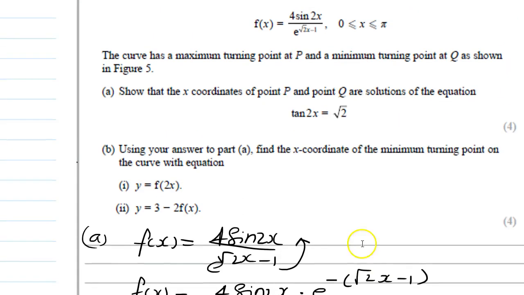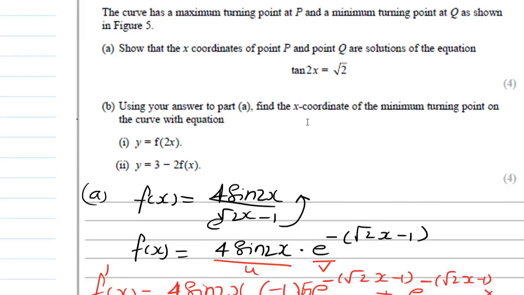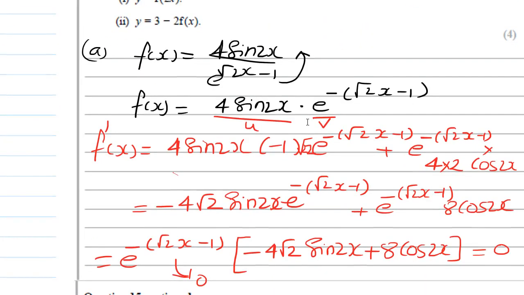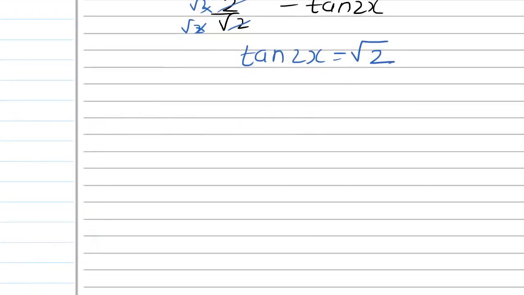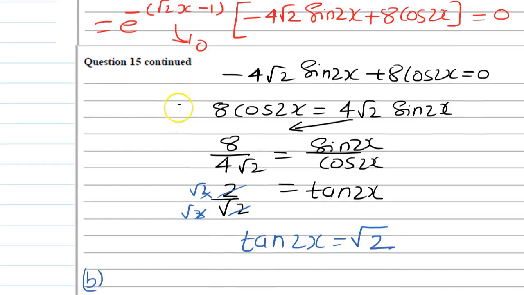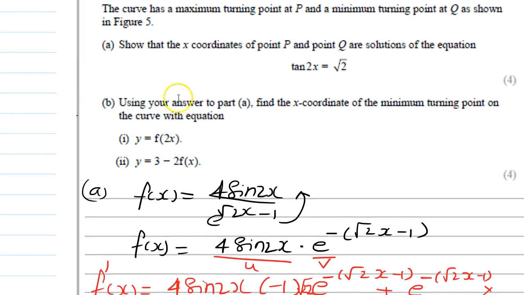So this is your first part, because they said the x coordinates of the points P and Q are the solutions of the equation tan 2x equal to root 2. Now the B part: tan 2x is equal to root 2, we got the equation here. In the B part it is mentioned, using your answer to part A. So remember, you need to use your answer to part A, which is tan 2x equal to root 2.